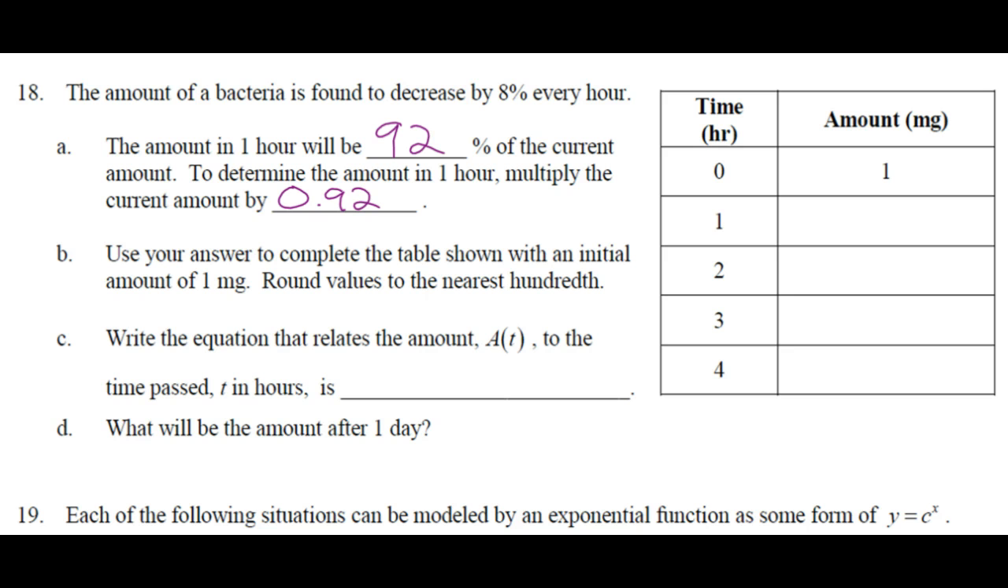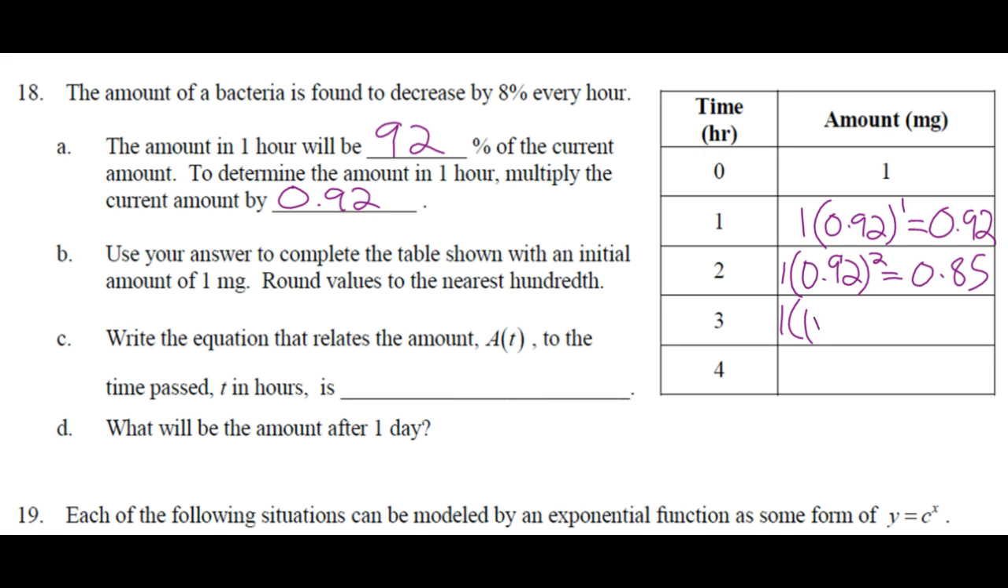Use your answer to complete the table shown with an initial amount of 1 milligram, round values to the nearest hundredth. So in 1 hour, we've got that initial 1 milligram times 0.92 to the 1. Should not require the use of a calculator. We've got that initial 1 milligram. So if I put 1,000 milligrams there, it could be like 1 kilogram, right? And then you would multiply this by 1,000, multiply this. What's 0.92 squared? 0.85.